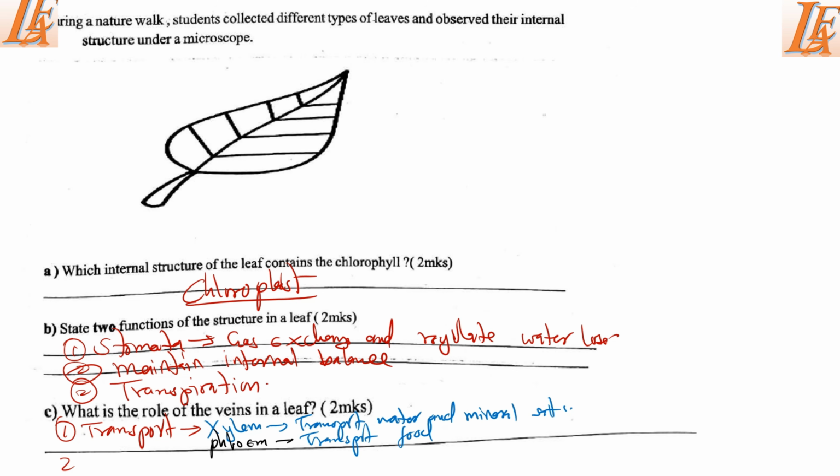Another role of veins in a leaf is that they give a leaf structural support. So these are the two main functions of the veins. One, they transport, and in transporting they have xylem tissue which transports water and mineral salts from the soil to the leaf and the plant. Then we have phloem which transports food from the site of photosynthesis to other parts of the body. And then another role of veins is that they give structural support.